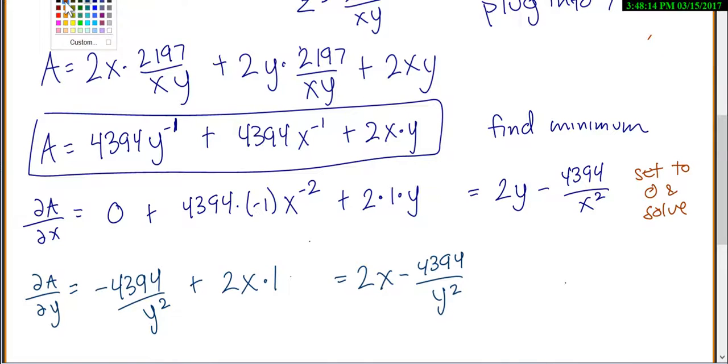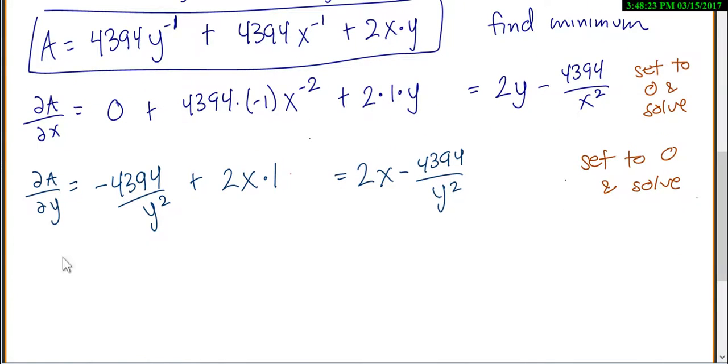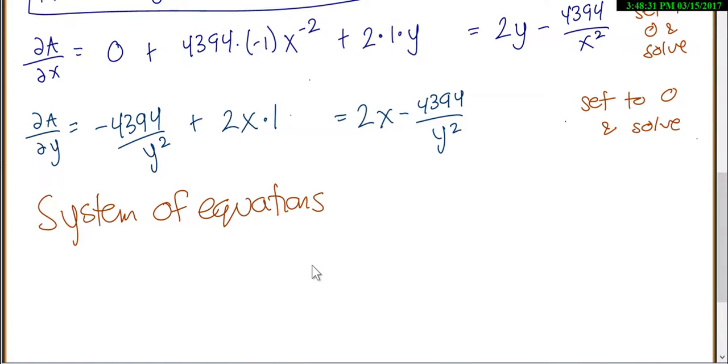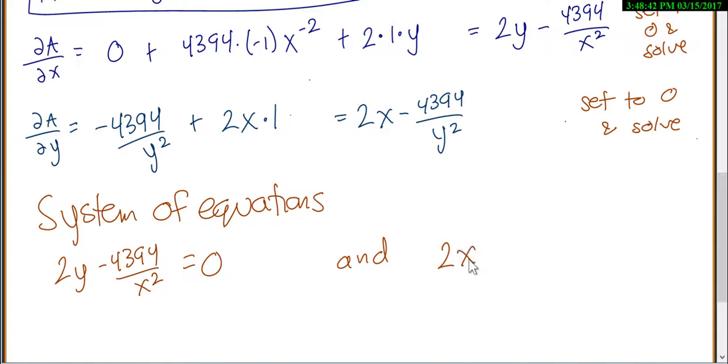And we need to take this, set to 0, and solve. So basically now we have a system of equations: 2y minus 4394 over x squared equals 0, and 2x minus 4394 over y squared equals 0. There's different ways you can solve systems of equations. You can do elimination or substitution. This one would probably be easier with substitution.